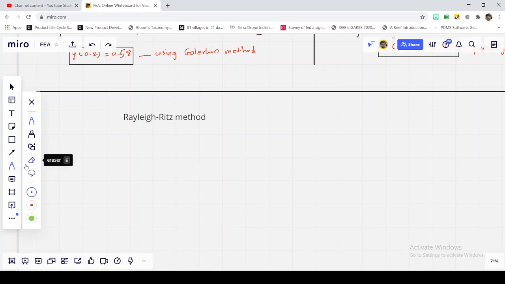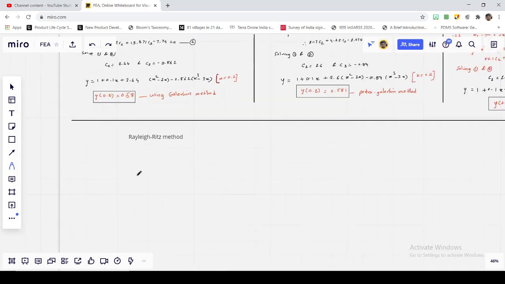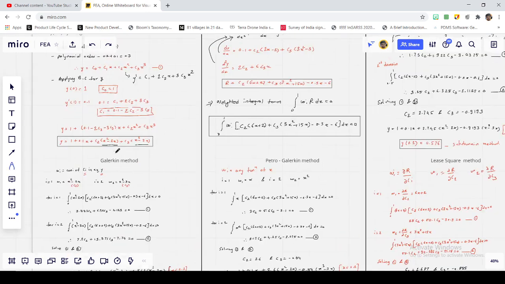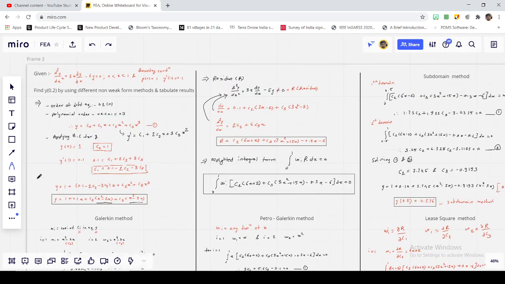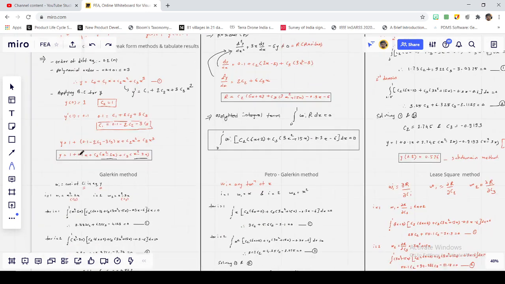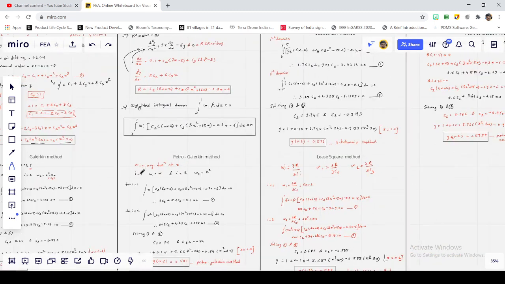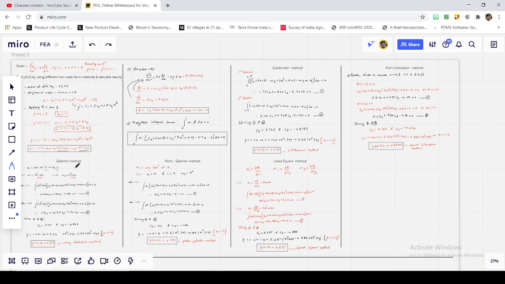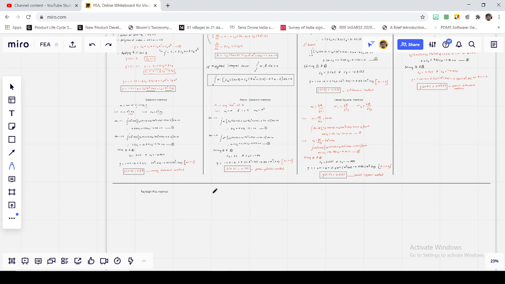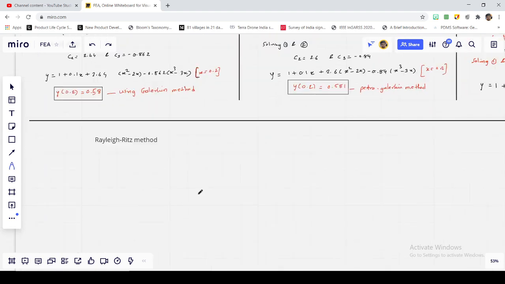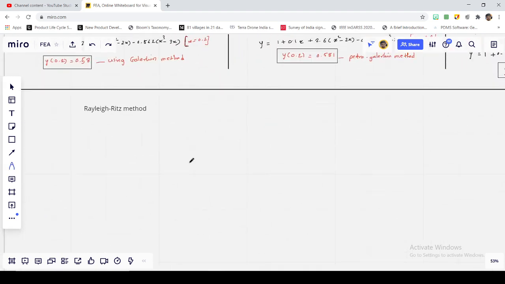I am Ameya, and today we are going to discuss the Rayleigh-Ritz method. We started this series with our non-weak form methods. We started with the basic steps, that is finding the approximate solution, then getting the residue, weighted integral form, and then we solved a few methods, that is Galerkin, Petrov-Galerkin, least square, subdomain, and point collocation method. Now we are moving towards the main approach, that is the weak form approach, and that is the Rayleigh-Ritz method.